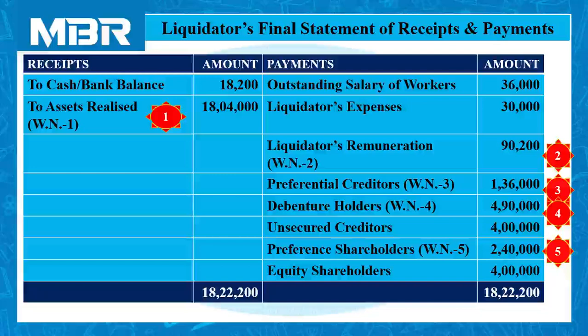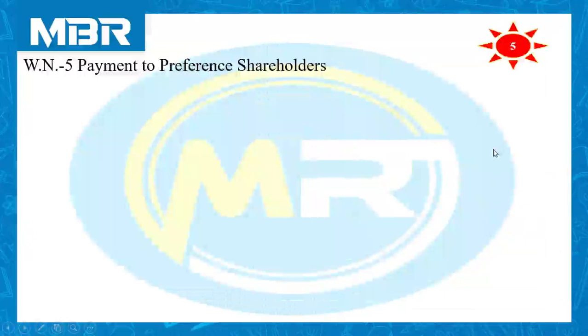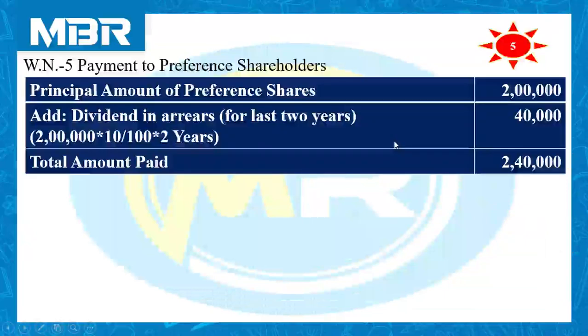After making payment to unsecured creditors of the company, let us move to the preference shareholders. In order to understand the total amount payable or paid to the preference shareholders, I have prepared a separate working note number 5, 2,40,000. Let us understand the calculation to preference shareholders. Principal amount of preference shares 2 lakhs. As per the information given in the balance sheet, preference share capital is rupees 2 lakhs.